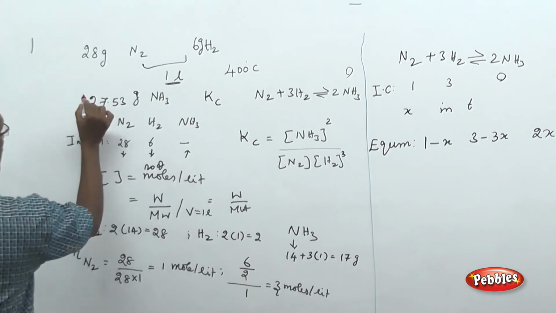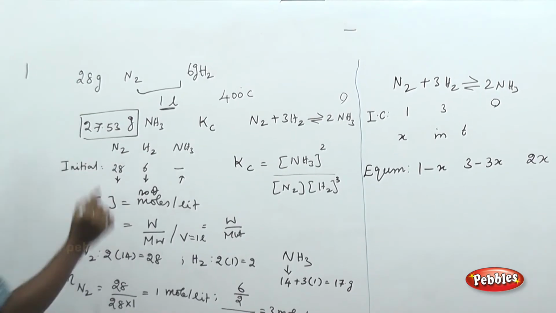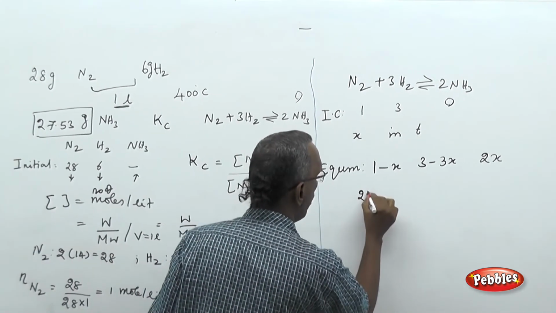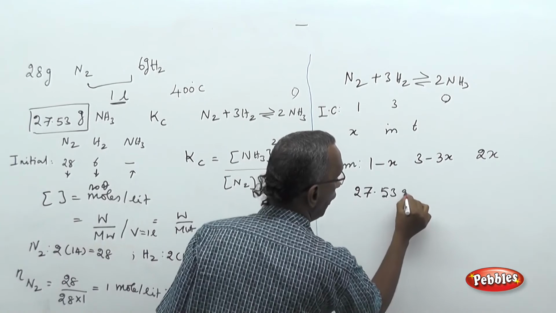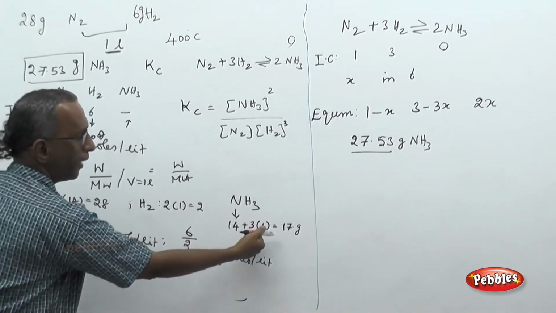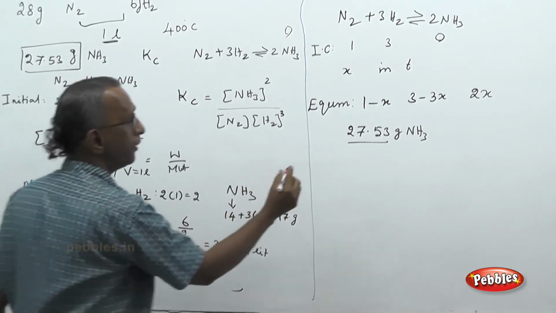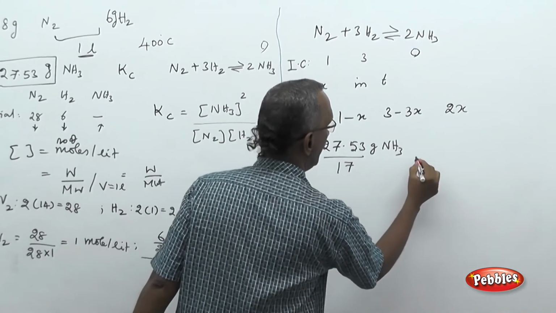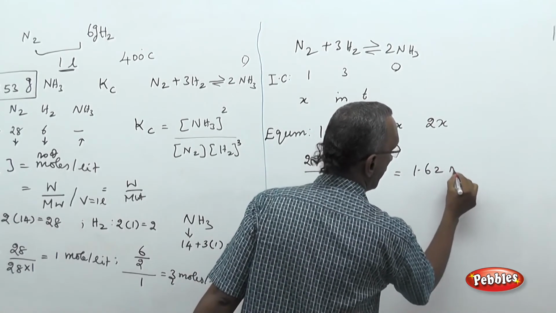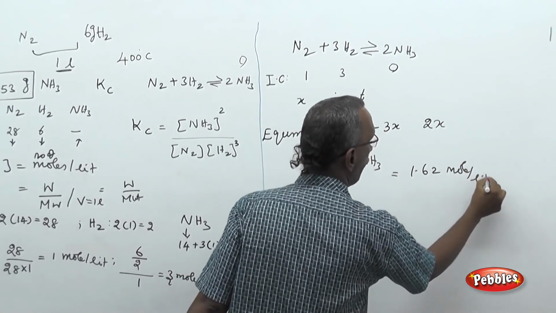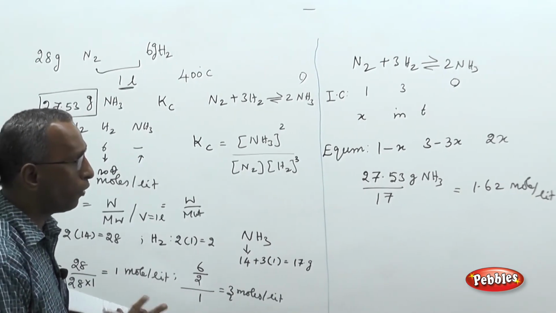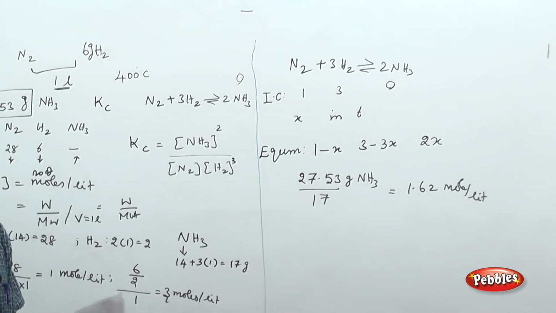But here some amount of ammonia is also given. The amount of ammonia formed is 27.53 grams. Its molecular weight we have calculated as 17, so 14 plus 3, 17. So this is the value, 1.62 moles per liter. It is a 1 liter vessel only. So the number of moles of ammonia formed is 1.62 moles.